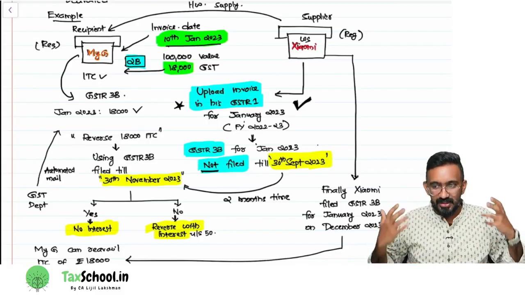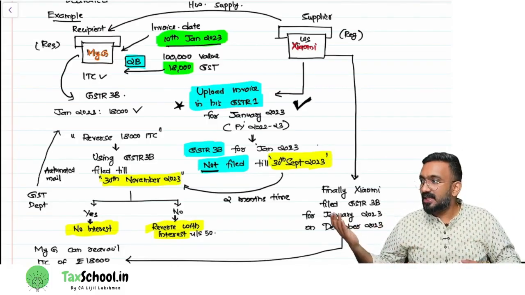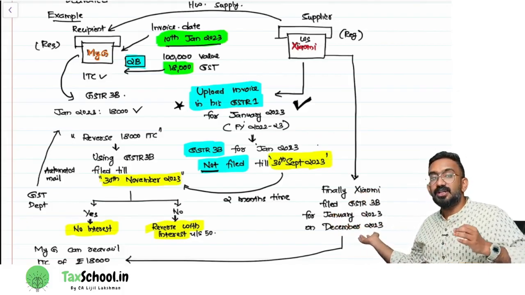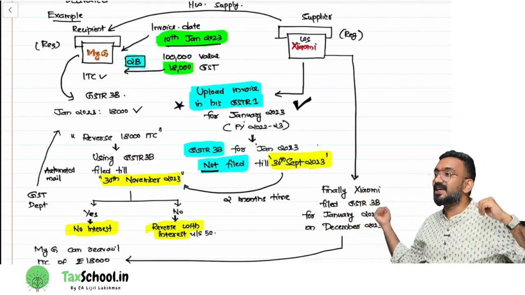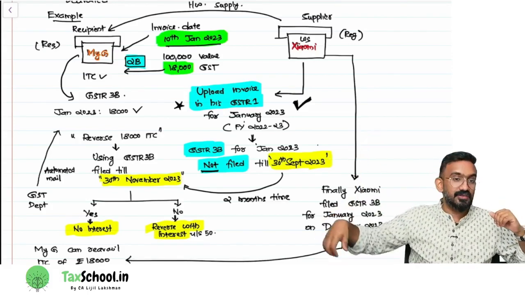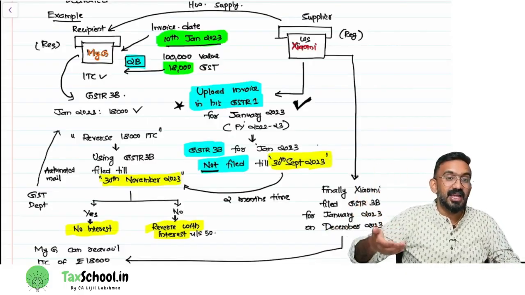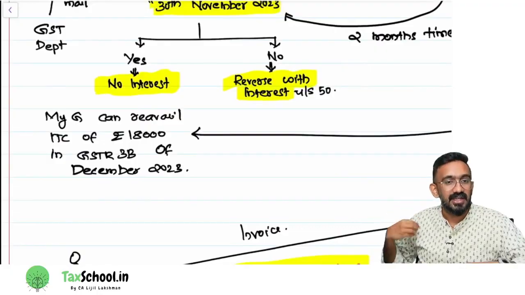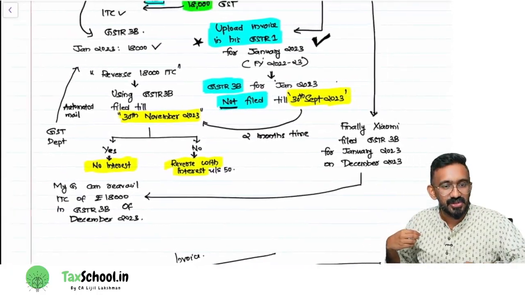Now, for me, after taking all the efforts, finally look at this part here. Finally in December 2023, they filed their GSTR 3B with all the interest, late fee, everything. By then, by 30th of November, MyG had reversed the credit. But in December, what can MyG do? Re-avail 18,000 as credit again. Are you guys understanding the provision that we have here?